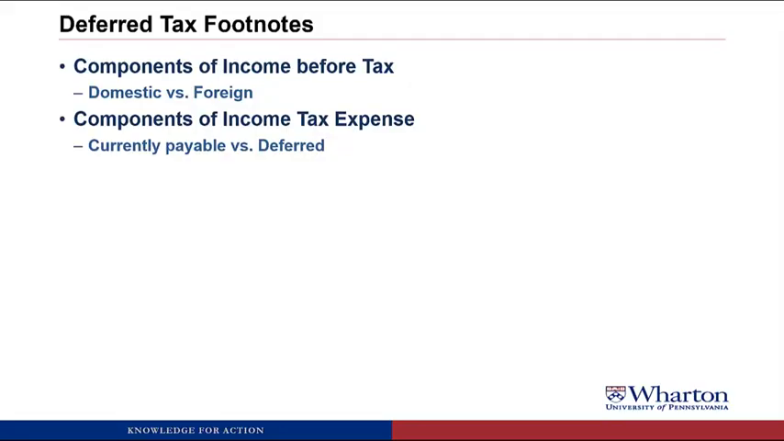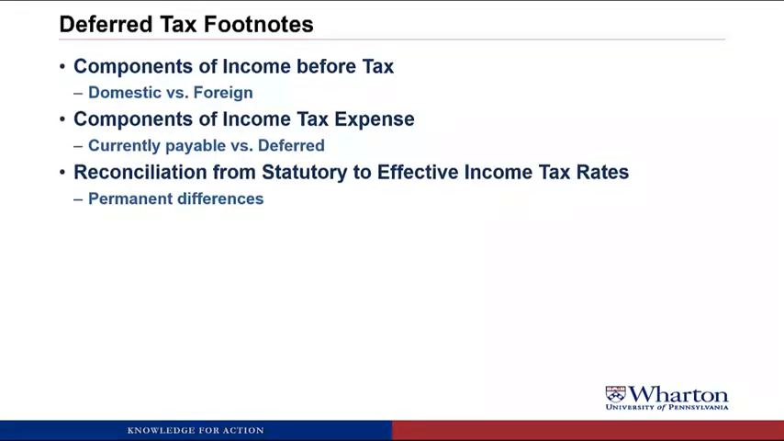So the total is the debit income tax expense. Then there's this disclosure for how much is the credit to income tax payable, that's the currently payable, and then we'll see the plug to deferred taxes. There's a reconciliation from the statutory rate to the effective income tax rate. This will show us all the permanent differences.